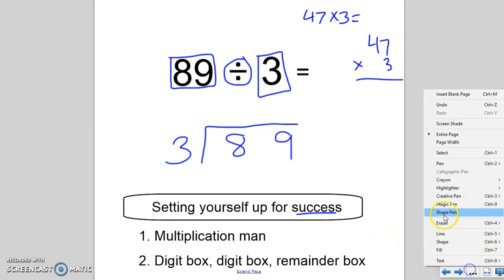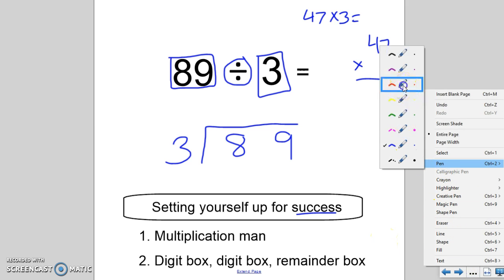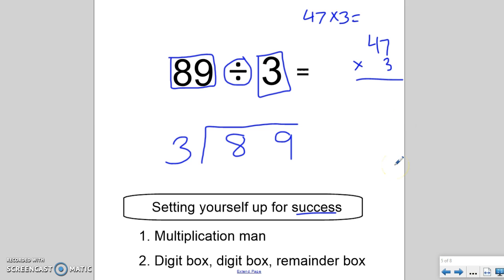But there are 2 other things that I'm going to be looking for that you're doing to help set yourself up for success. One is to add multiplication man. It's such a silly, easy thing, but it's going to help get our multiplication brain going because our division brain is not always as strong as our multiplication brain. Number 2 is a big one, and I made this sort of optional before. It's now going to be required as we're moving into decimals. It's called digit box, remainder box.